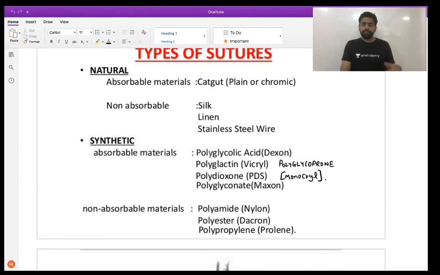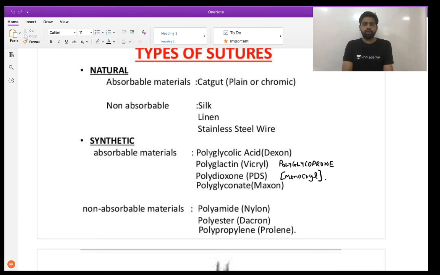As I told you, there can be absorbable and non-absorbable, and there can be synthetic and natural. In this table, we have divided the sutures into naturally occurring and synthetic sutures. First let us talk about the naturally occurring sutures. Naturally occurring sutures can be absorbable. The first absorbable suture we have is the catgut. What is catgut? Catgut is a suture derived from the intestine of the sheep. Which part of the intestine? The submucosa of the intestine of the sheep. Please understand this. This is a naturally occurring absorbable suture.